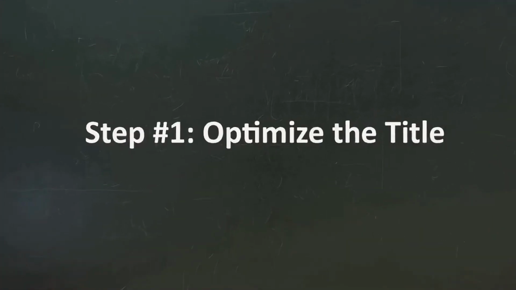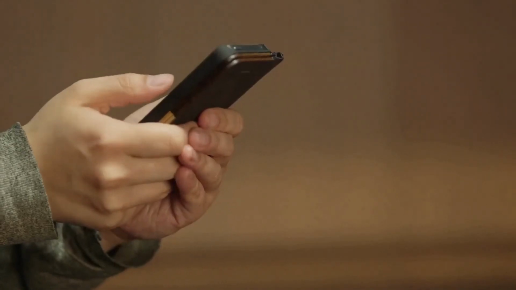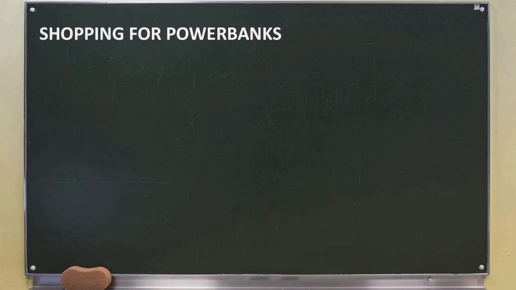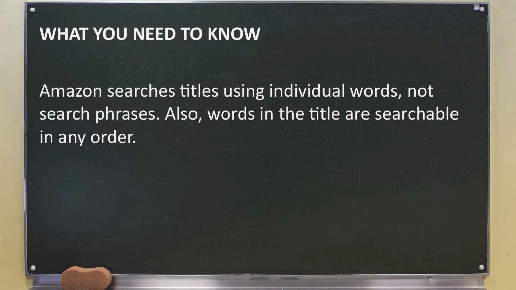Step number 1. Optimize the title. Imagine yourself as a customer shopping for a product. Let's take a power bank as an example. Just by looking at the title, which one of these listings looks interesting to you and one you'd actually click on? The answer is obvious.